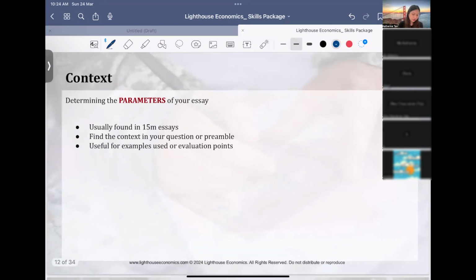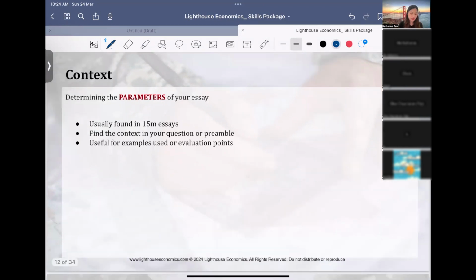Usually you can find the parameters in your question or preamble. Another good thing about your parameters is it's very good for your evaluation points. Some of the parameters will be, for example, a certain country, like Singapore. Then in your evaluation, you can say that in the context of Singapore, this is likely to happen or this is unlikely to happen. So it's very good for evaluation points.